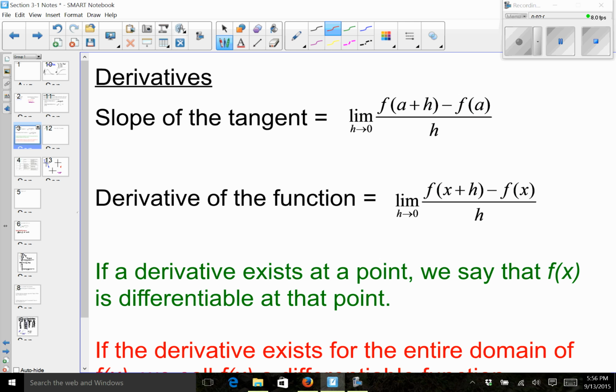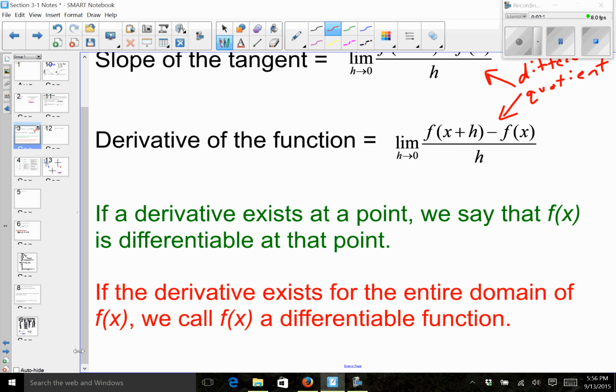And just because you're going to hear this, when it's written either of these ways, this is called the difference quotient. It's just standing for finding that slope between 2 points and then moving the points closer together. If the derivative exists at a point, in other words, if the slope of the tangent exists, we say that the function is differentiable at that point. If the derivative exists for the entire domain, we say the function is a differentiable function. And then if the derivative does not exist, we say it's non-differentiable.